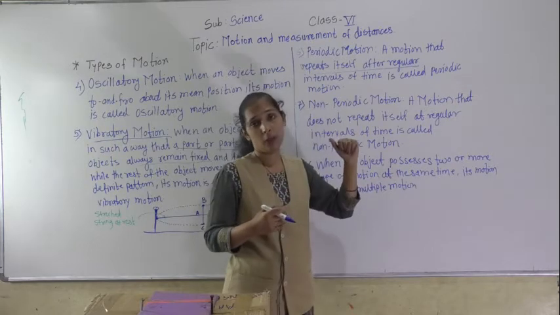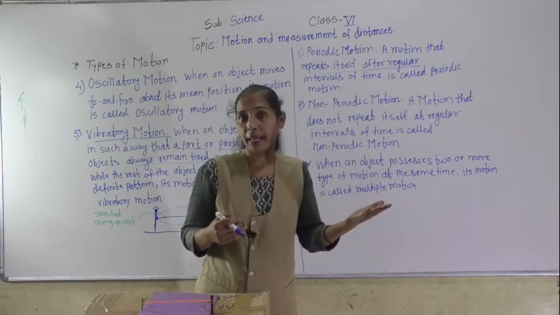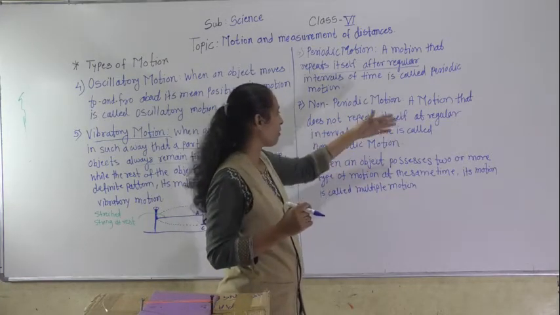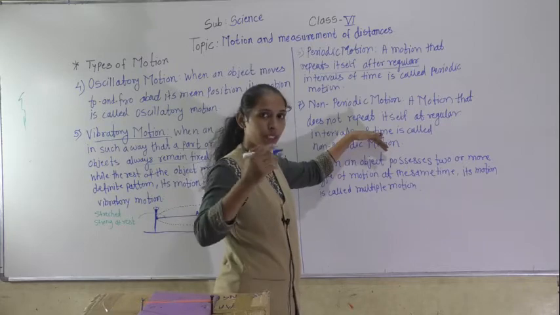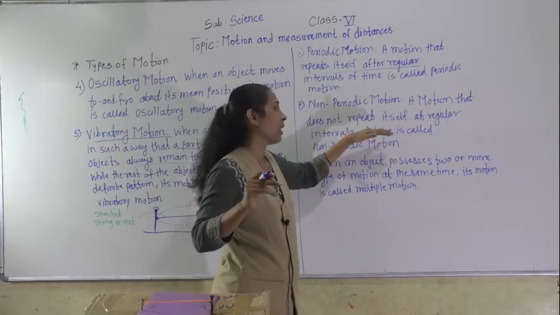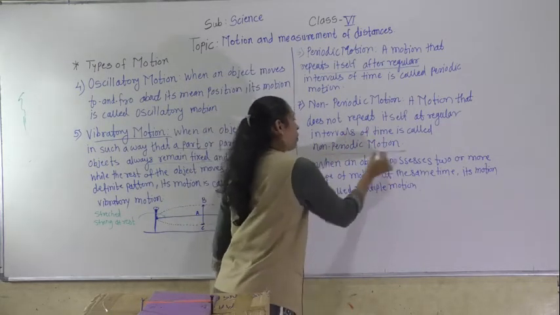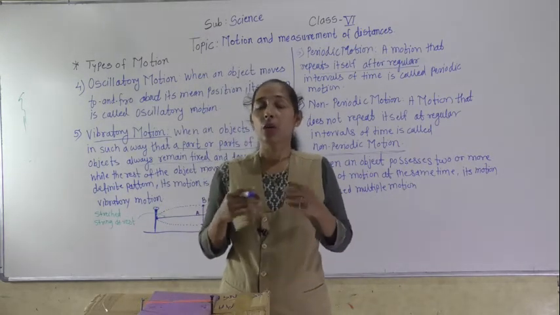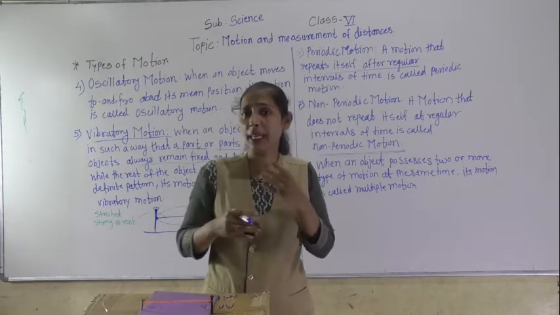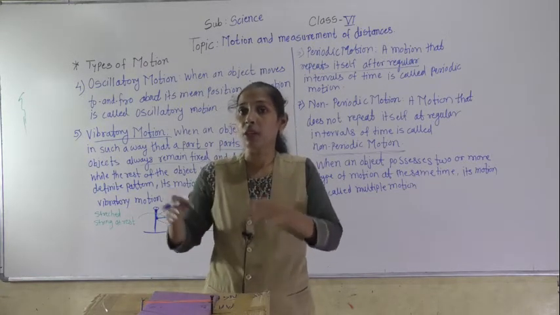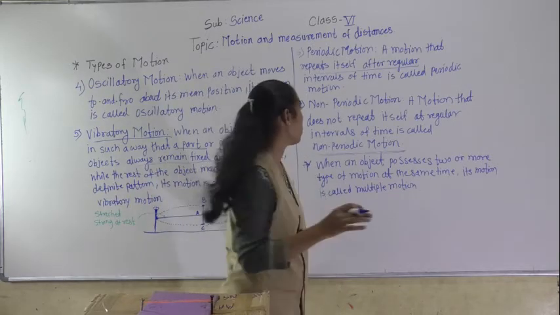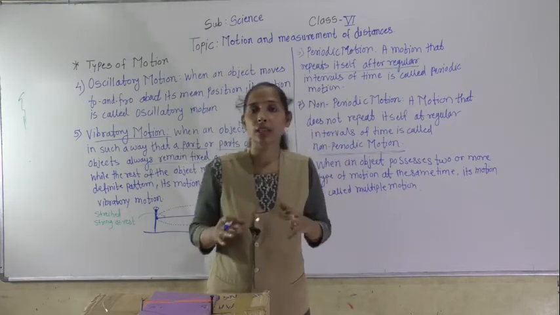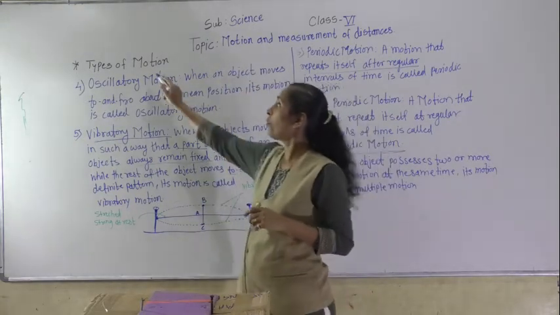Next we discuss non-periodic motion. From the name only we can say that the motion is repeated, but the time is not fixed. A motion that does not repeat itself at a regular interval of time is called non-periodic motion. See, we are moving our legs or our arms repeatedly, but not at the same interval of time. So it is one example of non-periodic motion. These are all the different types of motion.